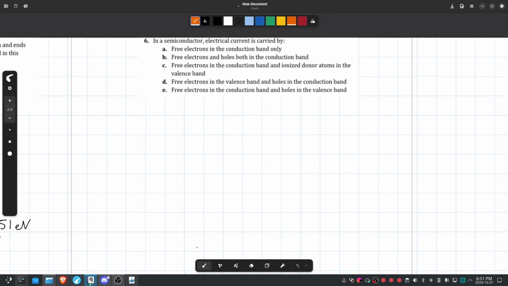In a semiconductor, electrical current is carried by free electrons in the conduction band only, free electrons and holes both in the conduction band, free electrons in the conduction band and ionized donor atoms in the valence band, free electrons in the valence band and holes in the conduction band, and free electrons in the conduction band and holes in the valence band. Okay, that's a lot.